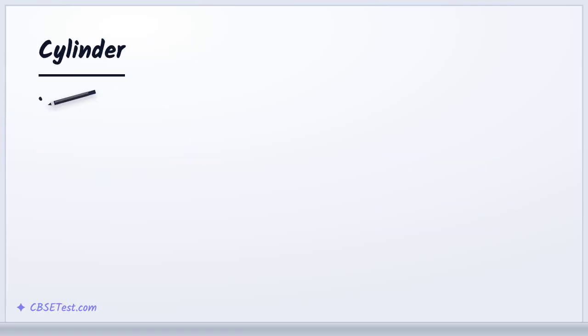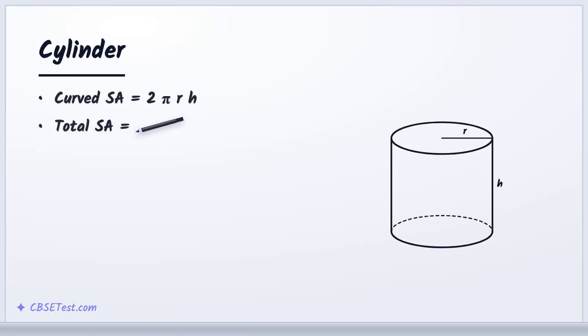For a cylinder of radius r and height h, the curved surface area is 2πrh. The total surface area adds the two circular ends to give 2πr(r + h), and the volume is πr²h.